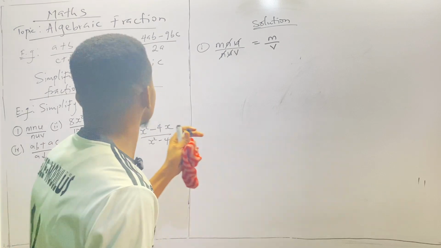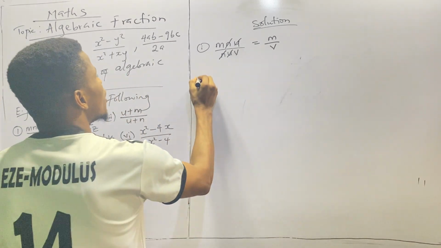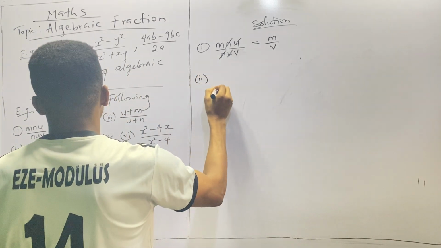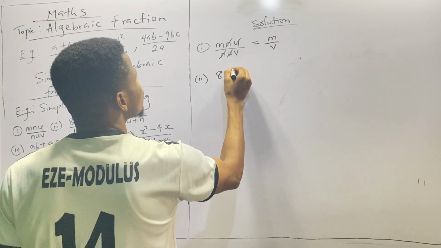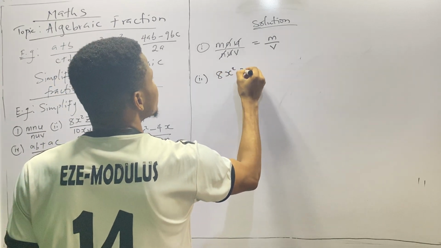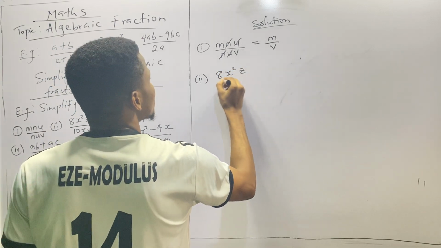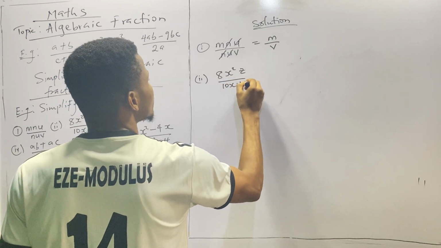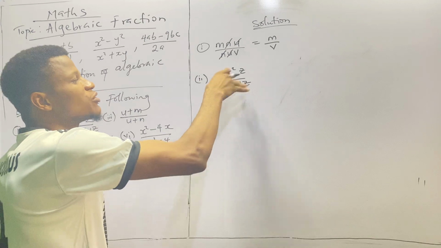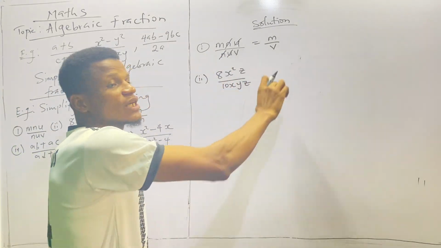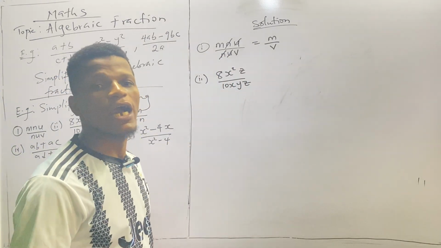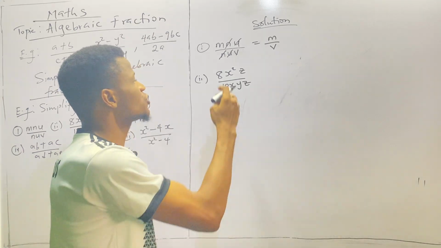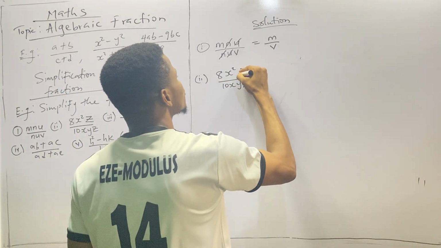All right, so we go over to the next one, which is II, which is 8x squared z divided by 10xyz. Of course, since there is a multiplication existing between the numerators and denominators, cancellation can prevail. All right, so we cancel here. We have common z, so z cancels out.